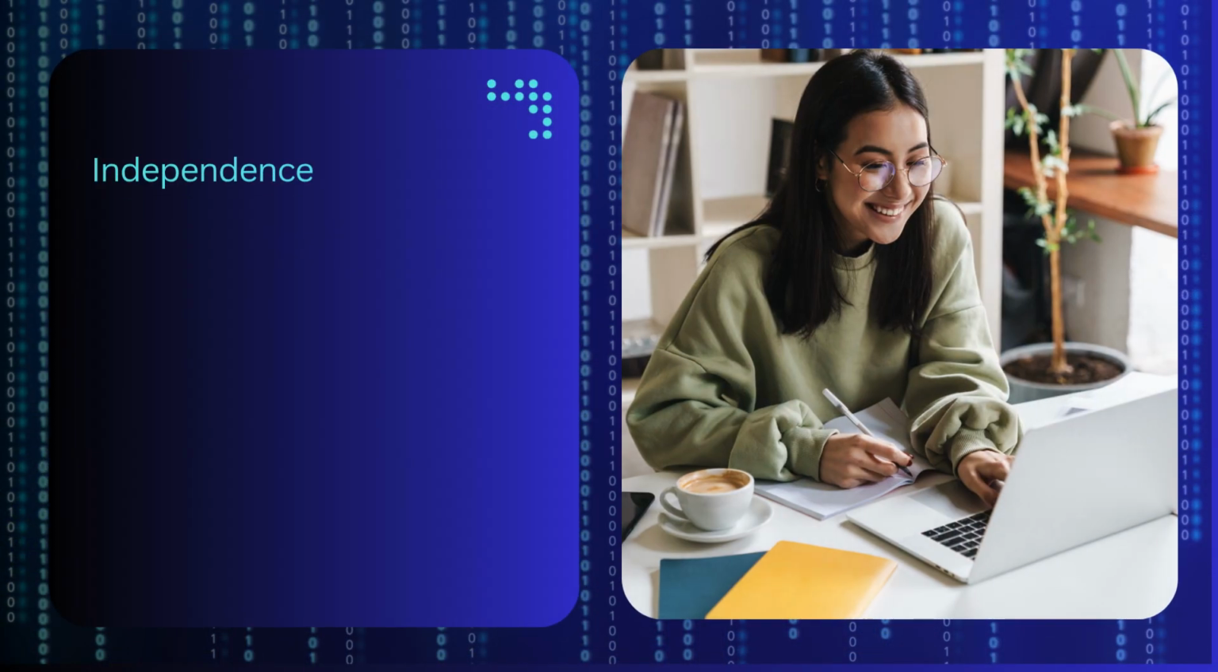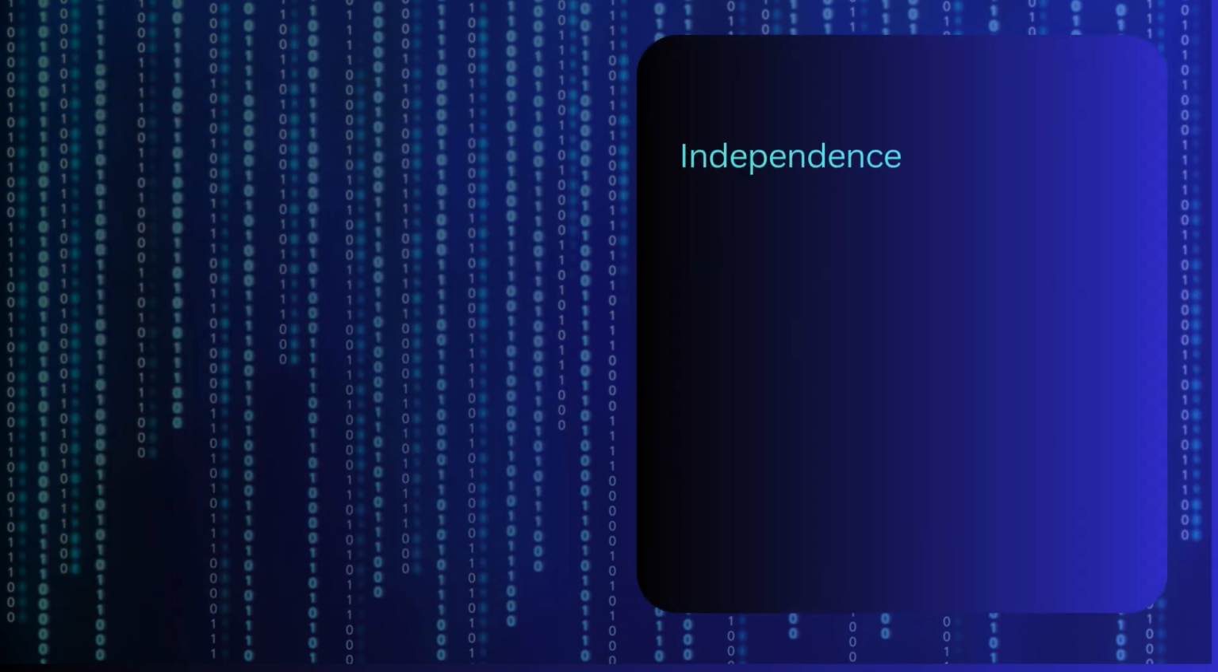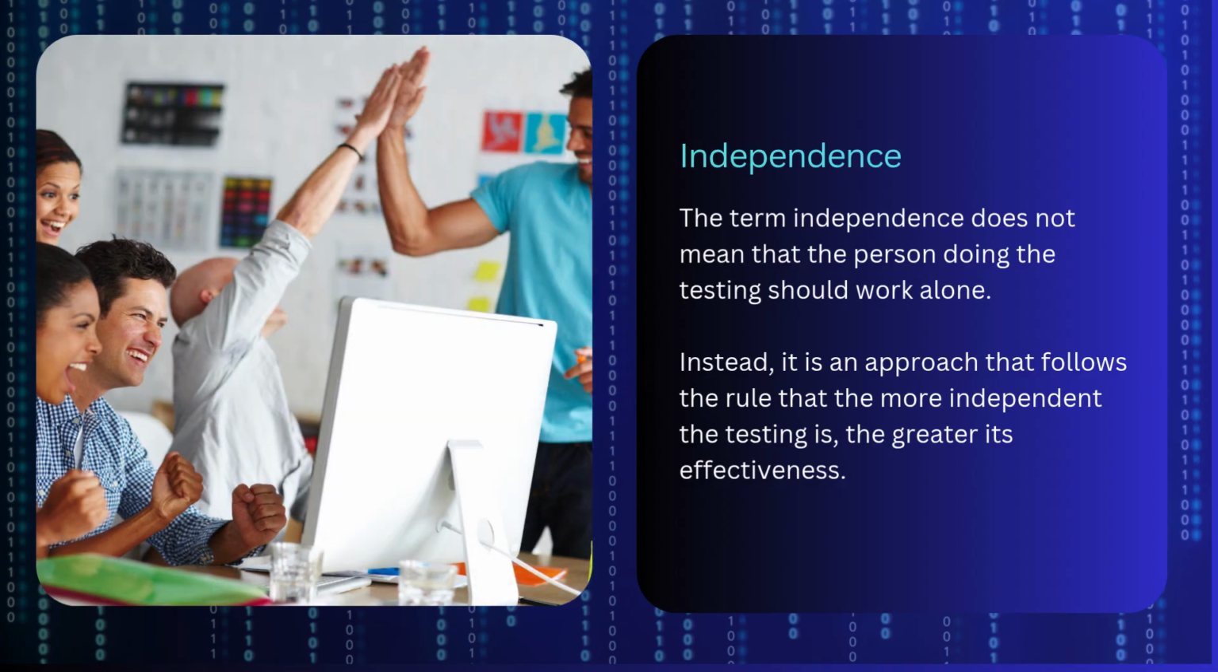Independence. We know that by performing testing and using reviews, we can detect defects. However, there is another factor that can come into play that will improve the effectiveness of testing and reviews, and this is called independence. The term independence does not mean that the person doing the testing should work alone. Instead, it is an approach that follows the rule that the more independent the testing is, the greater its effectiveness.